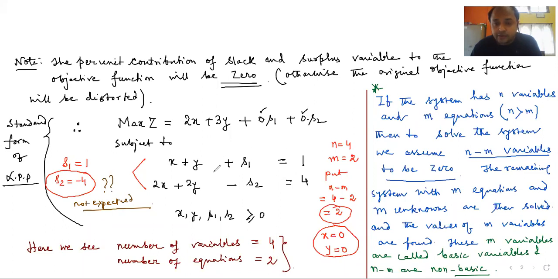So x plus y equal to 1, 2x plus 2y equal to 4. So 2x plus 2y equal to 4 gives you x plus y equal to 2. So x plus y equal to 1 and x plus y equal to 2. Try to solve it. Then some absurdity will come: 0 equal to 1. If you do it in this particular manner, here we have to do some kind of trick in this type of scenario.